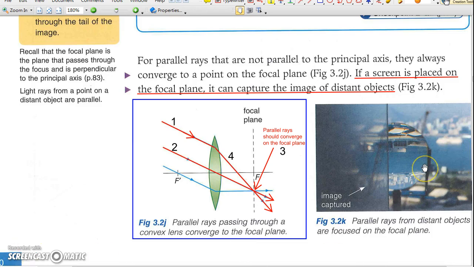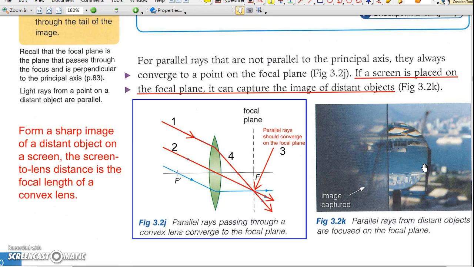By the way, a convex lens always forms an image of a distant object on the focal plane. This is the simplest, quick method to estimate the focal length of a convex lens.